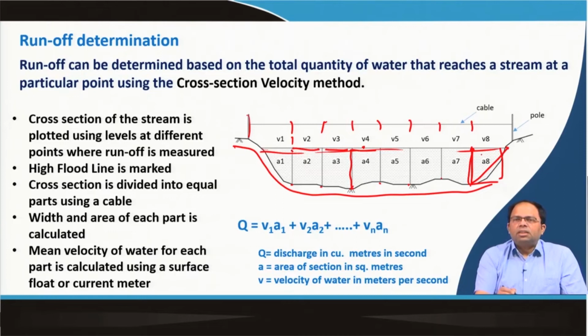That means at the sides the velocity is different compared to the center of the river, or the center of the stream. So we measure velocity for each of these particular sections, and then we multiply.